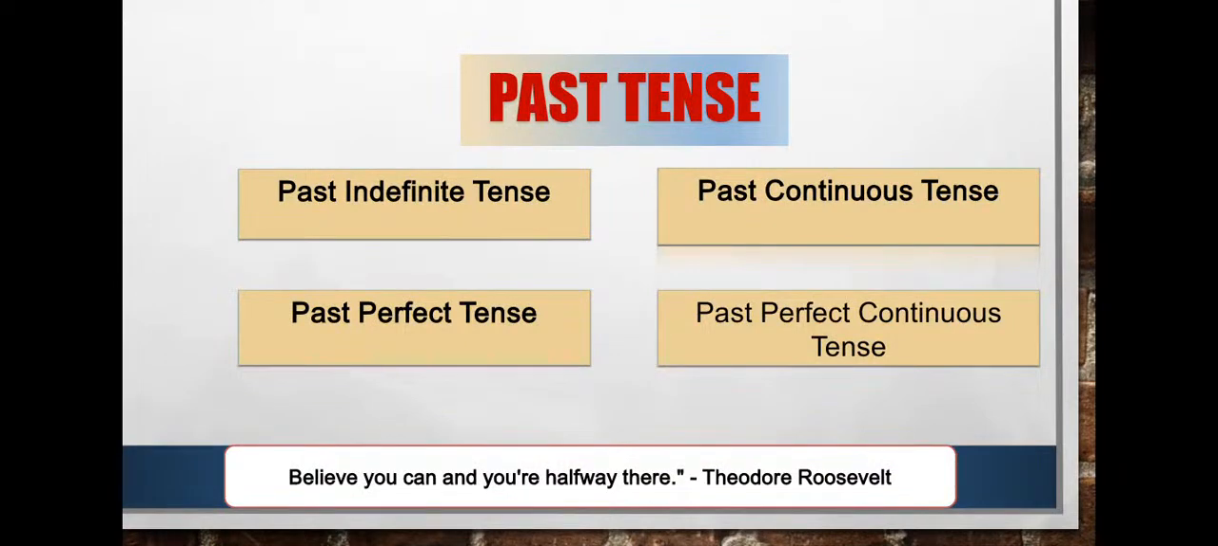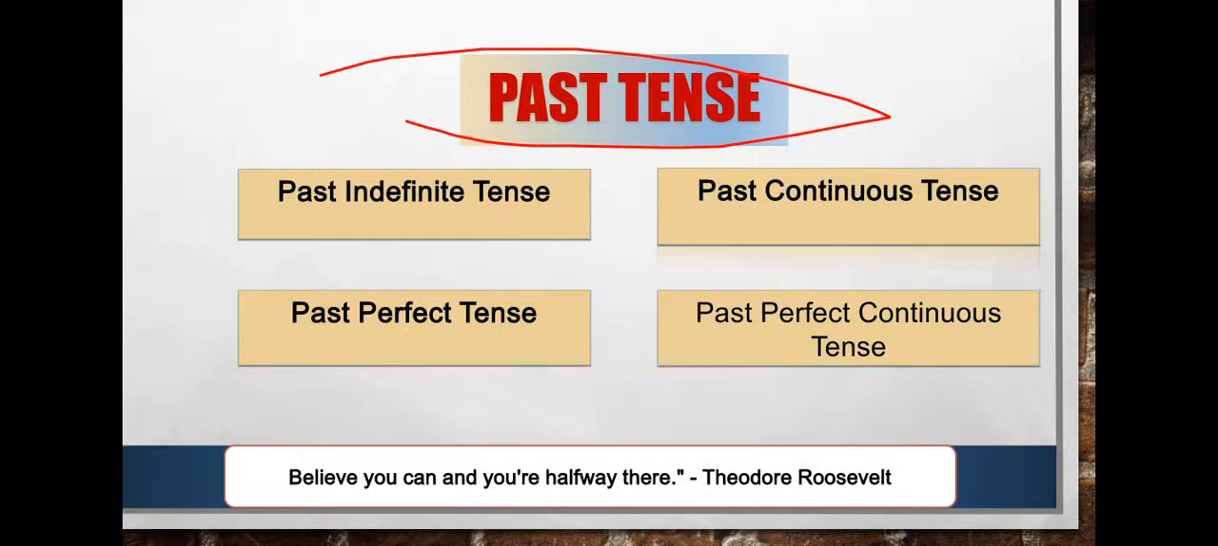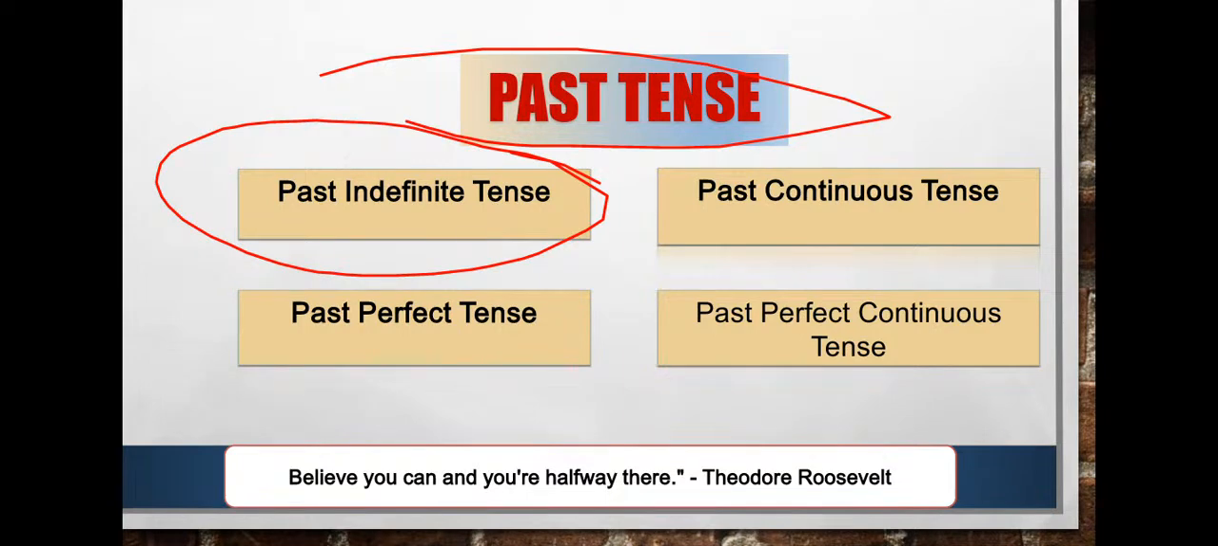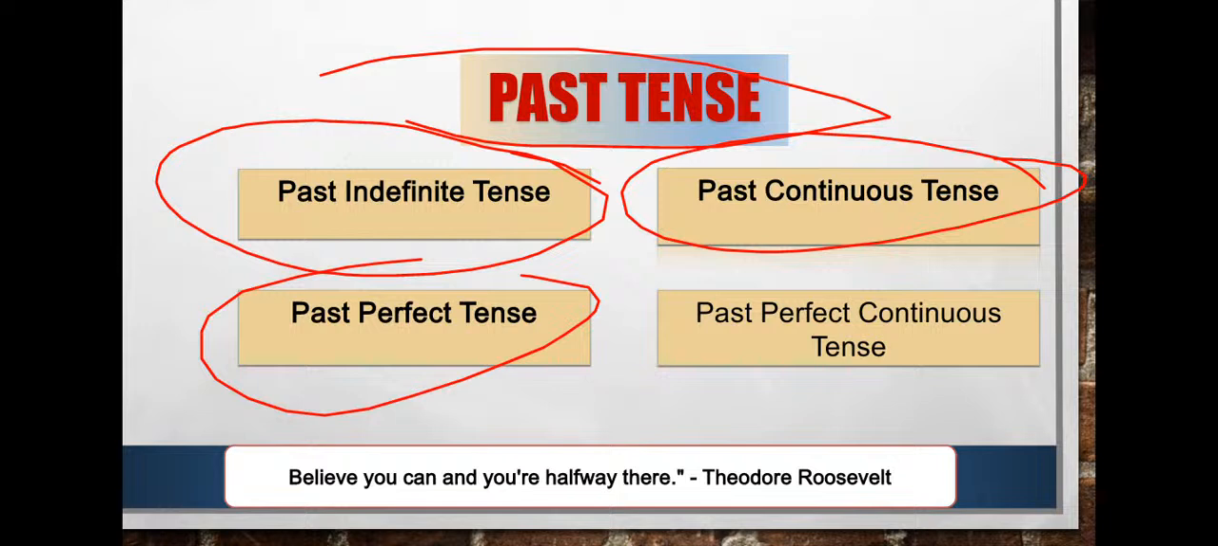Now we are going to cover four different parts of speech. Like we have four tenses for present and for future, we have four past tenses. The first is past indefinite, also known as past simple, then past continuous tense, known as past progressive tense, past perfect and past perfect continuous, also called past perfect progressive tense. Now believe in yourself, believe that you can understand and get the concept of the tenses, and you're halfway there.